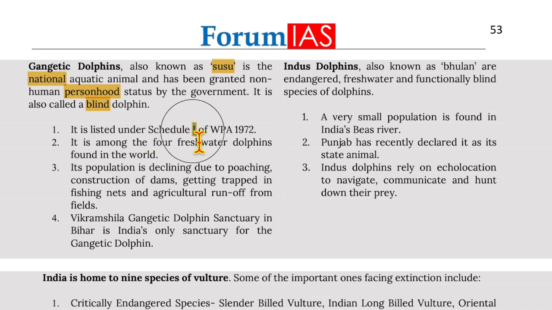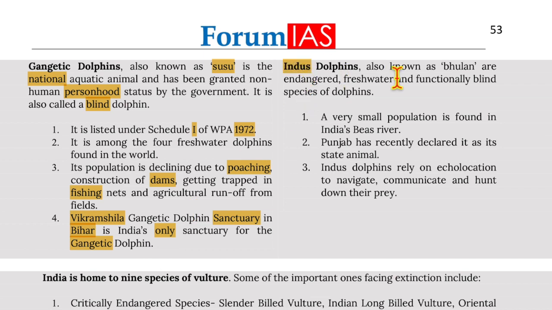It is listed under Schedule 1 of Wildlife Protection Act of 1972. It is among the 4 freshwater dolphins found in the world. Its population is declining due to poaching, construction of dams, getting trapped in fishing nets, and agricultural runoff from fields. Now, Vikramshila Gangetic Dolphin Sanctuary in Bihar is India's only sanctuary for Gangetic dolphins.